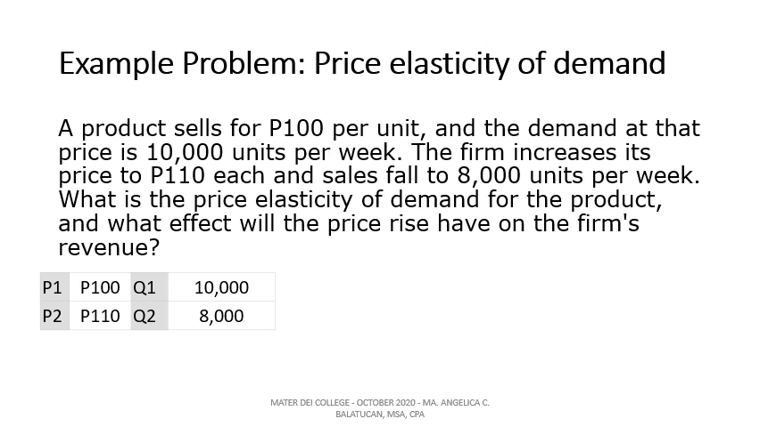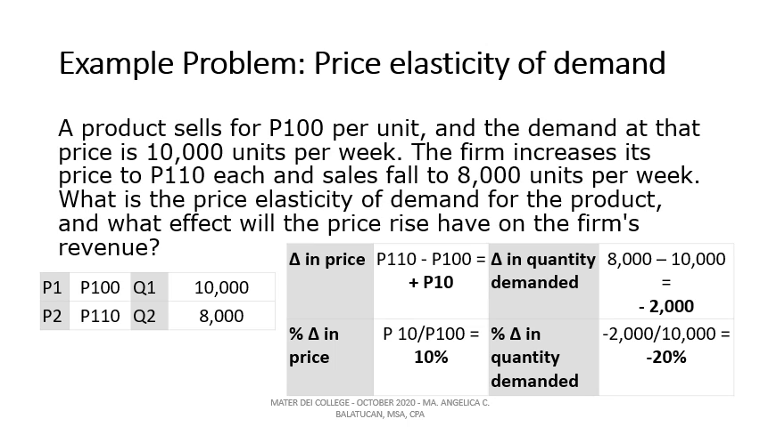Okay, so here we have the value. So at price 1 or the base nato nga price is 100 and the price 2 is 110. Our quantity for price 1 is 10,000 and our quantity for price 2 is 8,000. So let's compute by substituting that in the formula. So the percentage change in price, we have 10 over 100. So that's coming from 110, which is our price 2. This is our price 2 minus our price 1.